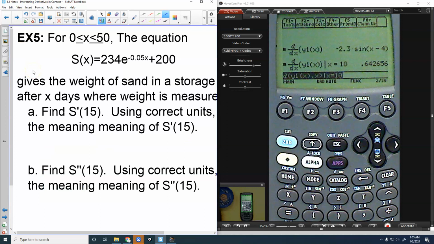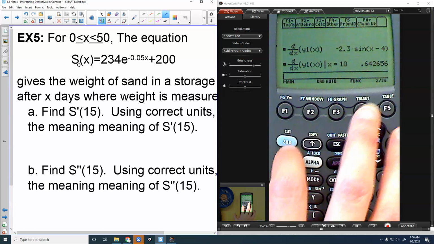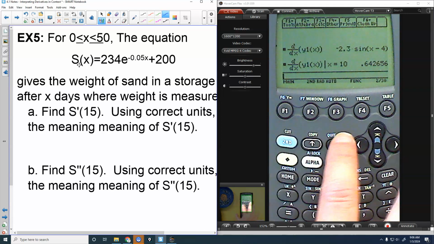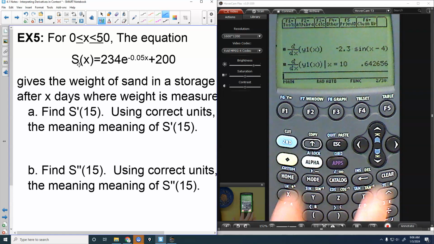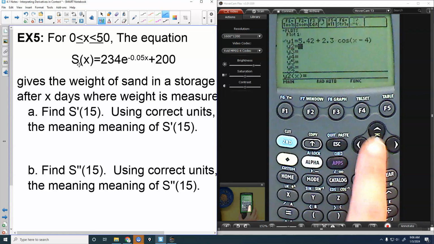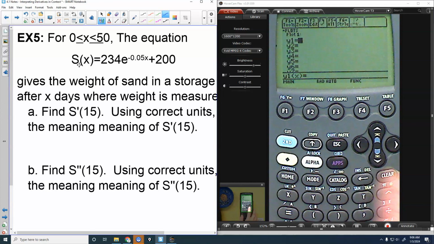Okay, here's another one. Definitely calculator active. So let's go ahead and clear out what we did have. Let's go to y equals, and let's type this in.